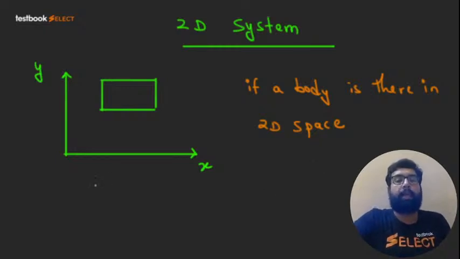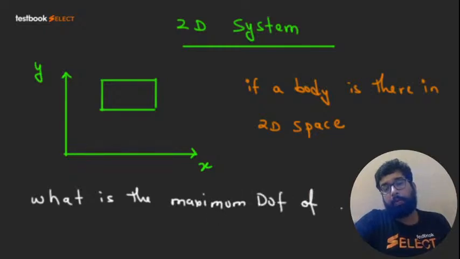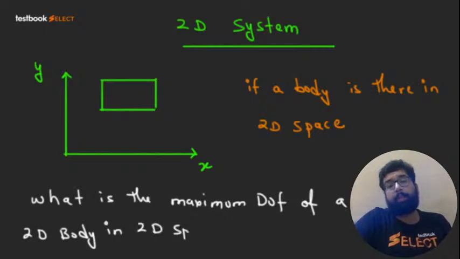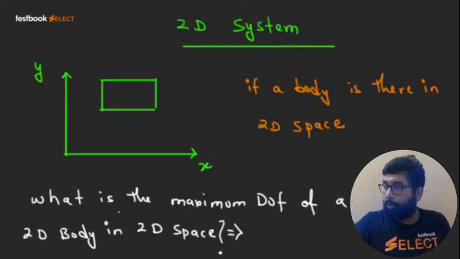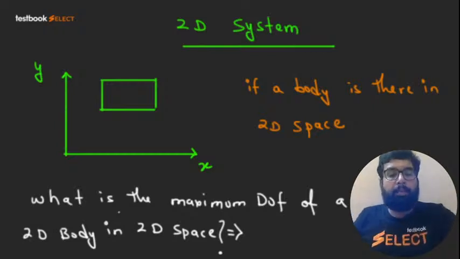So this is the question of the mind. What is the maximum degree of freedom of our 2D body in 2D space? If there is a body in a 2-dimensional coordinate system, then what will be its maximum degree of freedom?